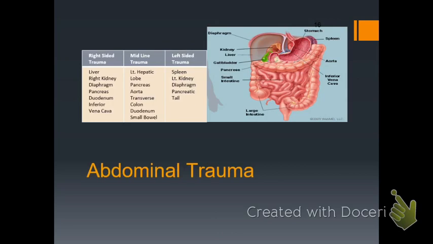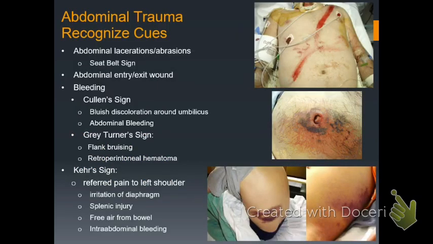Abdominal trauma. There's so much that can happen in the abdomen, but there's only one thing we need to know for abdominal trauma. Well, no, not one thing, there's a couple of things. I would like you to know Grey Turner's and Cullen's sign.